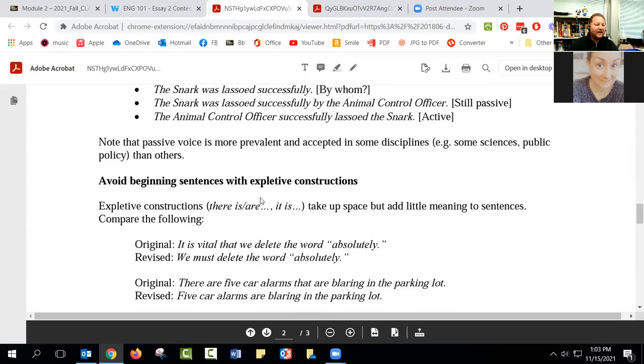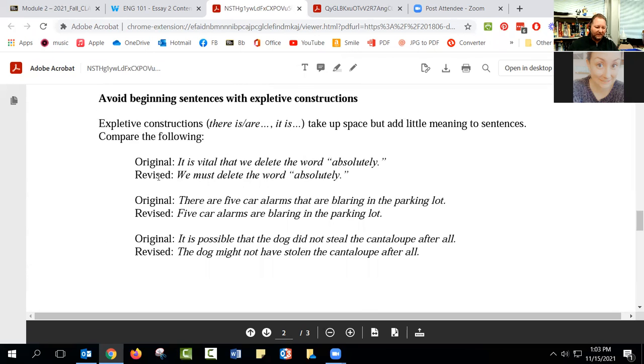And then these ones, beginning with expletive constructions. In this sense, it doesn't mean curse words and stuff like that. So you have this one: it is vital that we delete the word absolutely. It is vital, really? Well, we just say we must, right? We must delete the word absolutely.